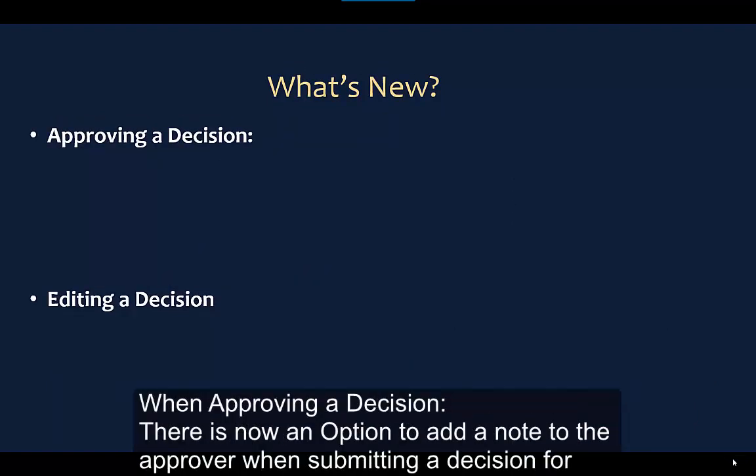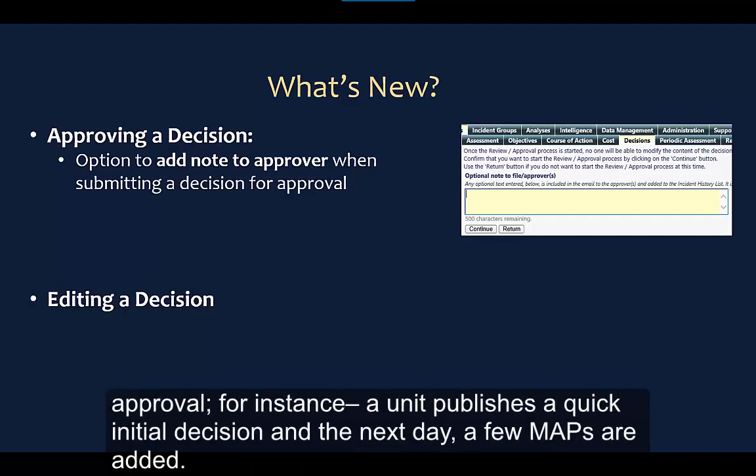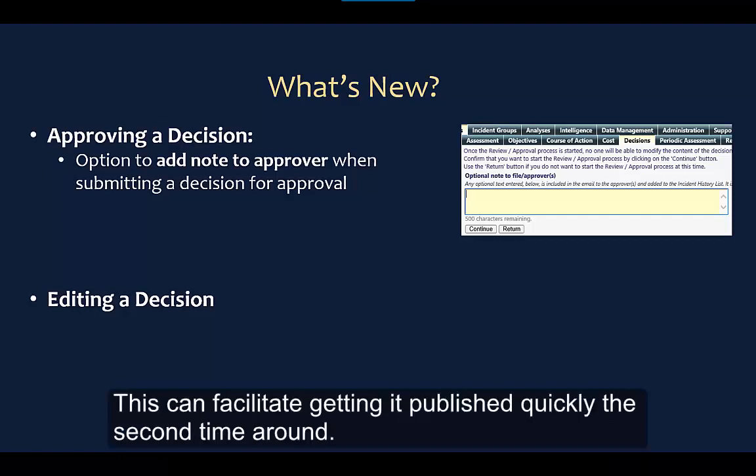When approving a decision, there is now an option to add a note to the approver when submitting a decision for approval. For instance, a unit publishes a quick initial decision, and the next day, a few MAPs are added. Submit it for approval again with a note to the approver that the decision is the same, but a few MAPs were added. This can facilitate getting it published quickly the second time around.